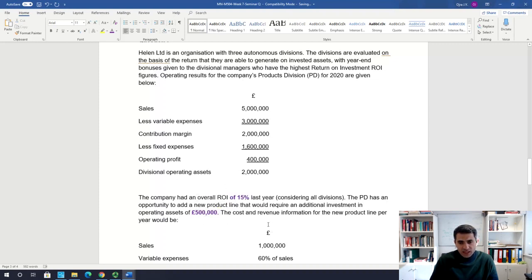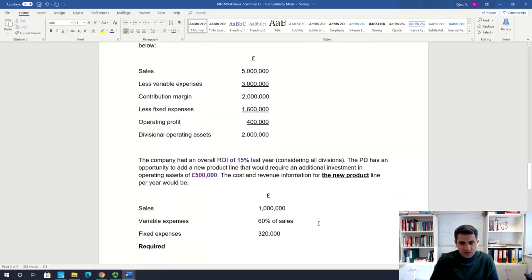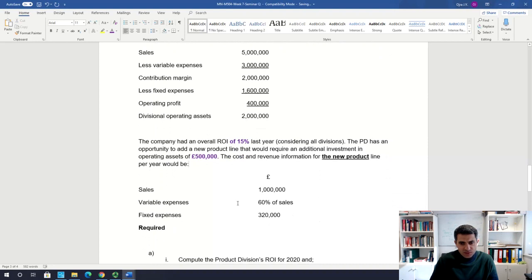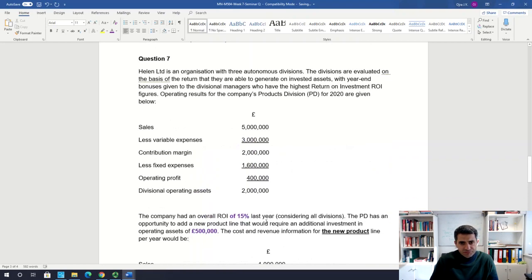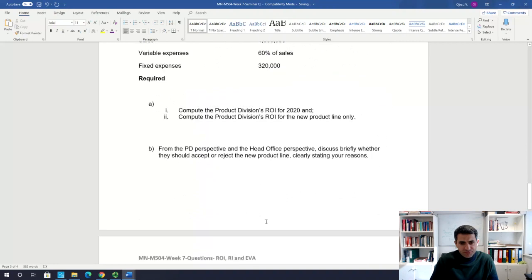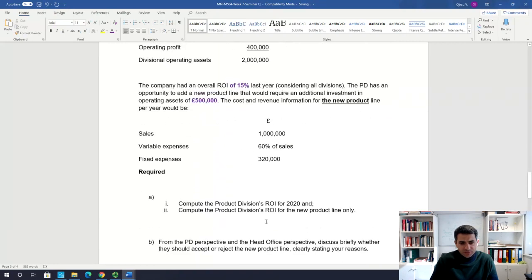The cost and revenue information for the new product. Now it talks about the new product. Sales, variable expenses, which is 60% of sales, so you just multiply this by 60%. And of course you need to do the contribution margin, and fixed expenses 320,000. Okay, longer question, but simple.